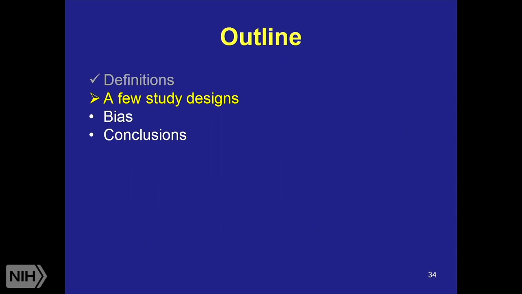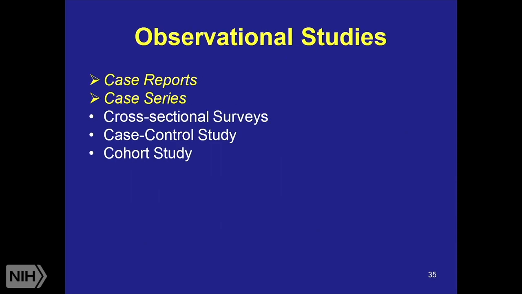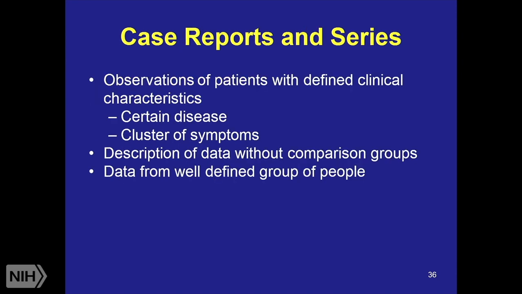So now we're going to go through some of the study designs. Case reports and case series are fairly similar to each other. This is when, and this is why I was talking about, the physicians have a gut feeling. Well, they're recording the evidence, case reports and series. Observations of patients with some defined clinical characteristic. It might be they have a disease, but it seems to be more severe, or they don't seem to be part of the population that normally gets this disease. Could be, in fact, that you just see a cluster of symptoms that seem odd.